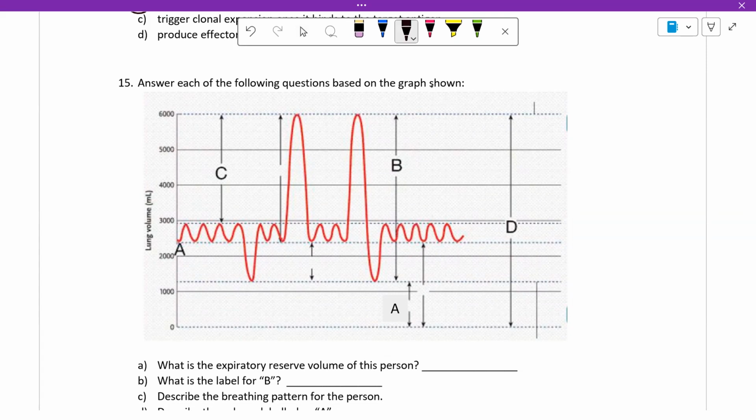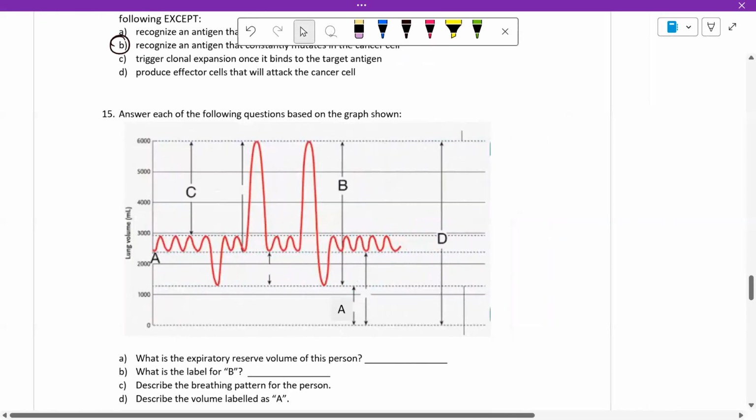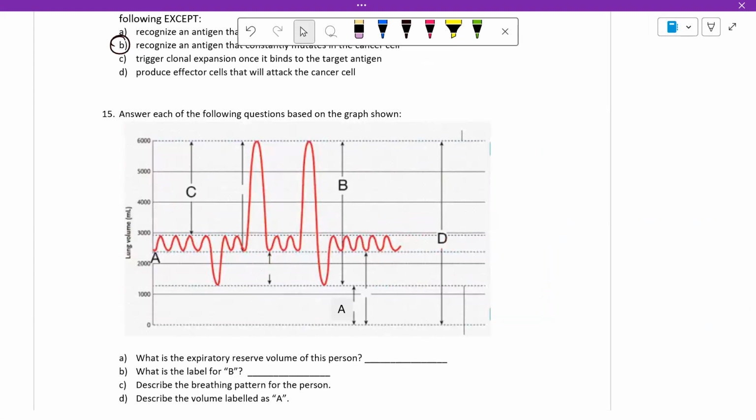But you know what? Let's go through it one more time. Why not? This is the graph that shows you the different breathing volume changes. This thing here that just goes up and down is the tidal volume. Tidal volume. It just goes up and down, and it's just the inhalation and exhalation change when we're doing our regular breathing.